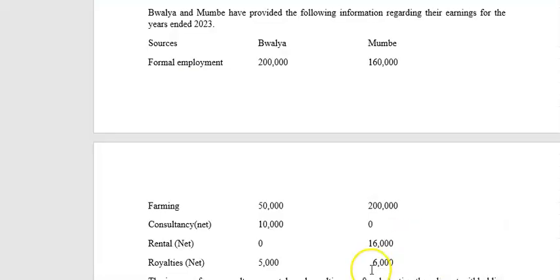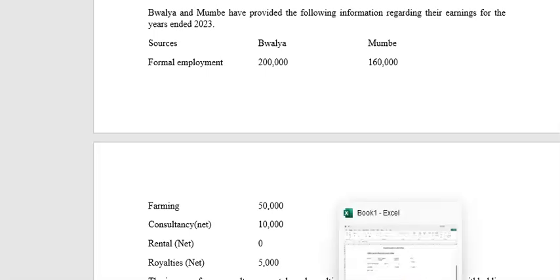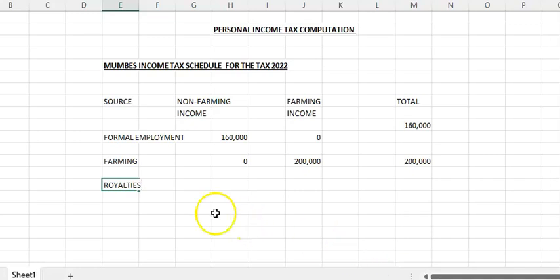How do we gross up? We are given that royalties is 6,000. So we get this 6,000 and be able to gross it up, because we are told that the amount there is after the relevant deductions. Now here we want to get the gross before the deduction. So this is what we actually do.